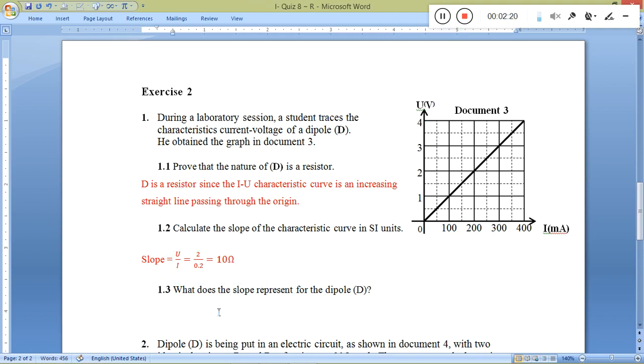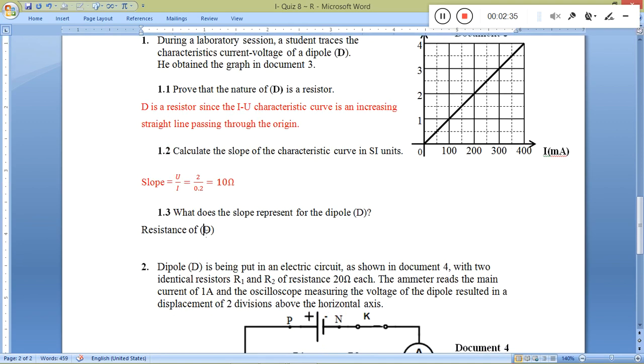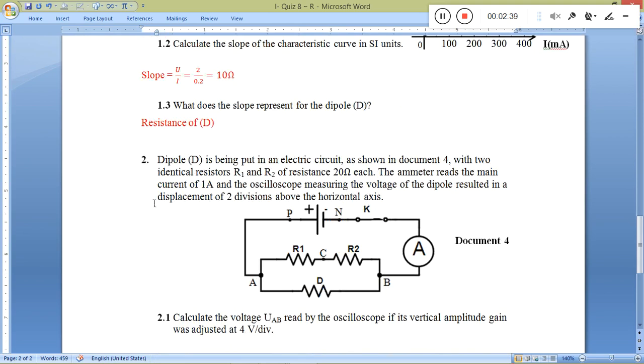Now what does the slope represent for the dipole? We know that in the UI characteristic curve of a resistor, the slope represents the resistance of the resistor D. Okay, so now dipole D, which is the resistor, is called a dipole. It has 2 poles.